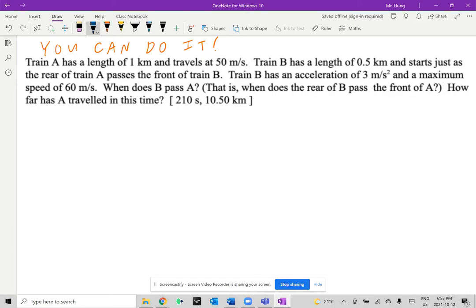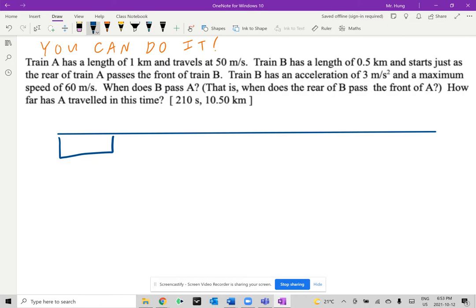So step one, I'm going to draw a diagram. And instead of reverting back to the GRASS approach, I'm just going to give you the most important section, which is the AS, how to analyze and how to solve this. So again, in the beginning of this diagram, I'm drawing train B. And this is the front of train B. And relative to train A, the front is going to be right there.